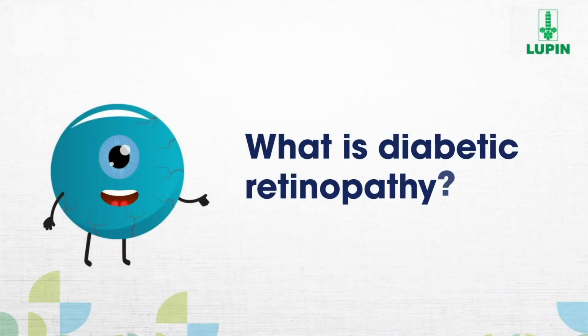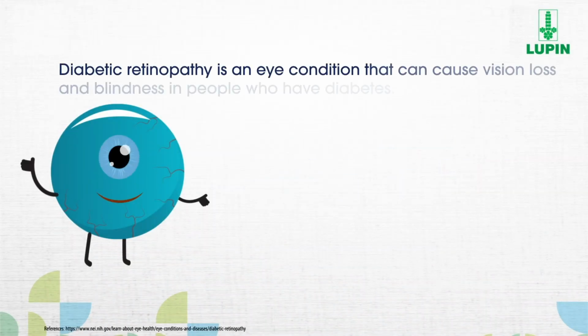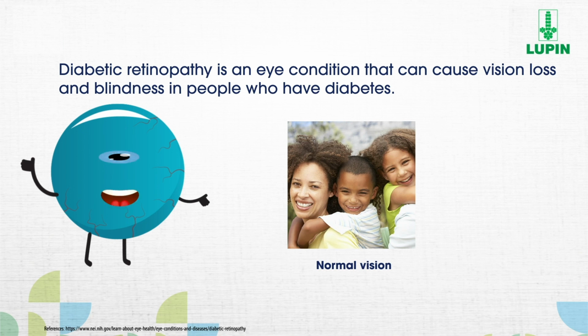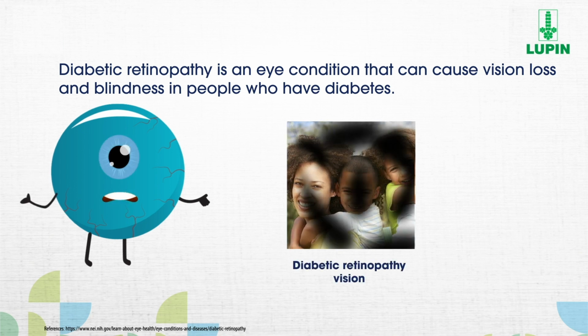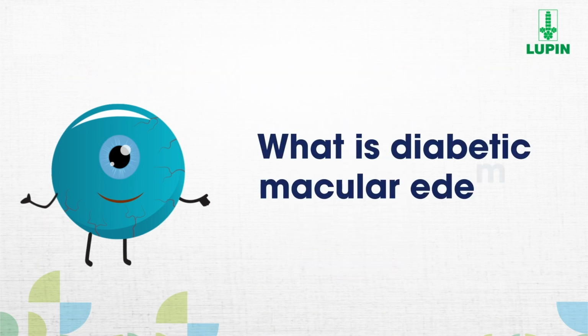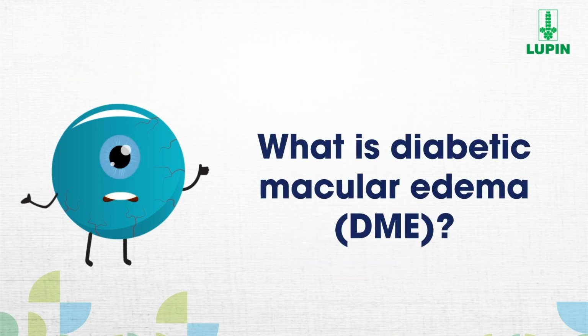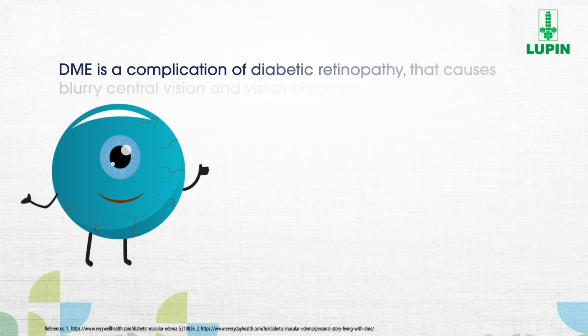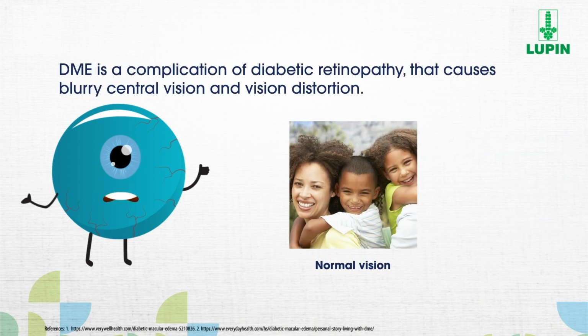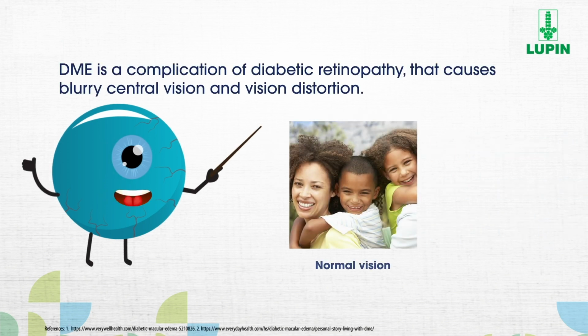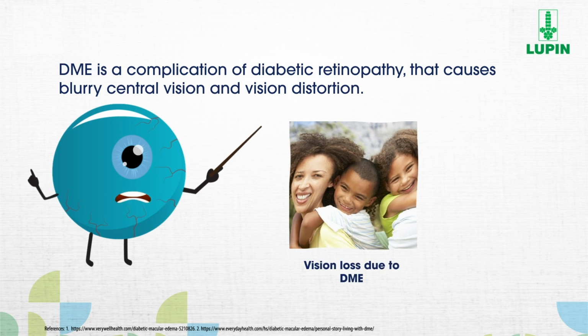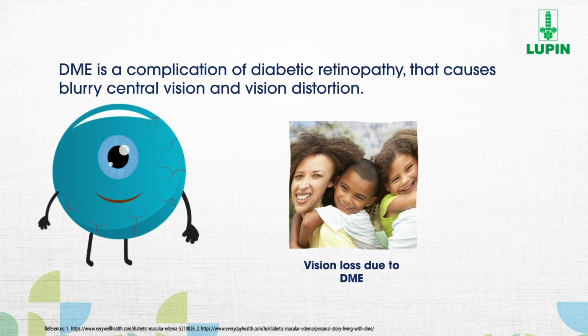What is diabetic retinopathy? Diabetic retinopathy is an eye condition that can cause vision loss and blindness in people who have diabetes. What is diabetic macular edema, DME? DME is a complication of diabetic retinopathy that causes blurry central vision as well as vision distortion.